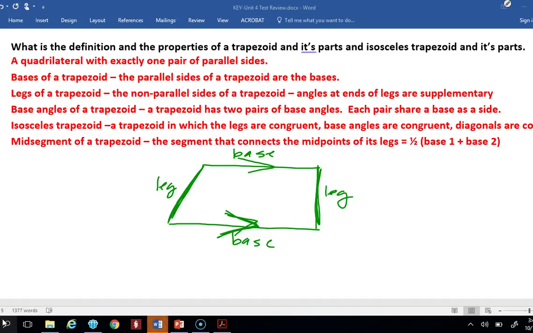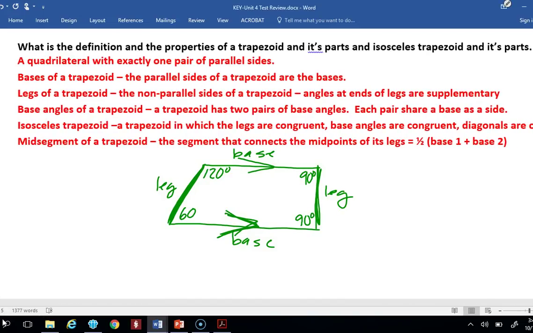Now, when we talk about a trapezoid, it has one pair of parallel sides. One of the unique things about this is that at either end of these legs, these angles are supplementary. So again, if I told you this was 60, then this one would be 120. If I told you this one was 90, then this one would be 90, because supplementary means they add up to be 180 degrees. Now let's look at an isosceles trapezoid.